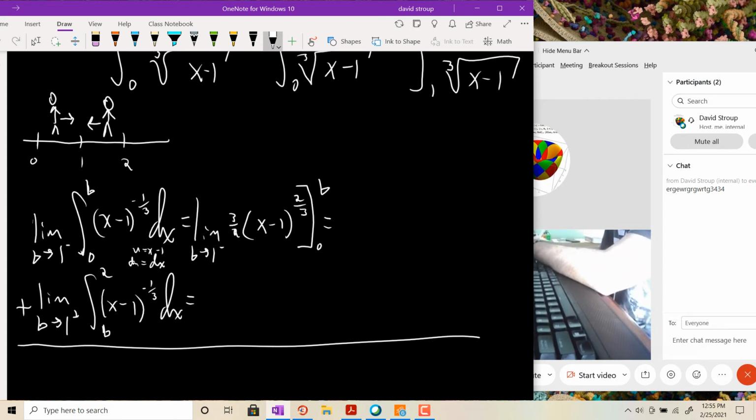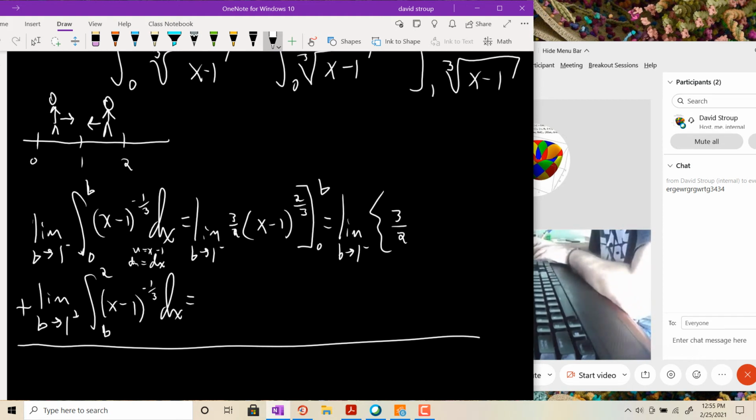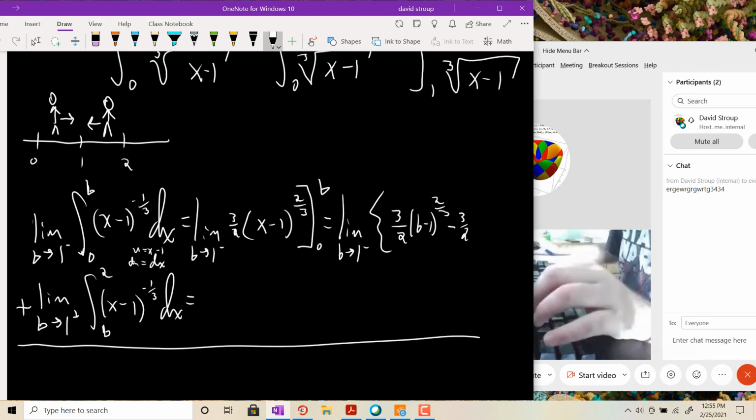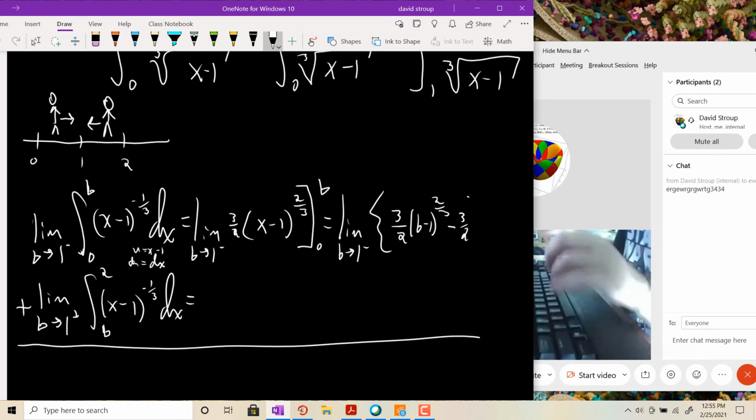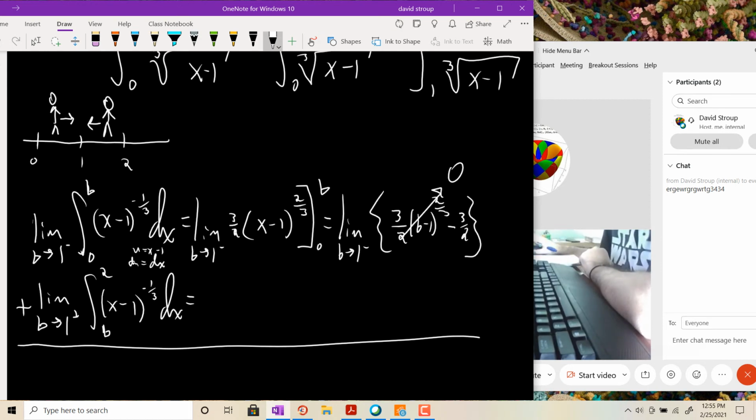Okay, so plugging in the limits into the antiderivative, we have 3/2 times b minus 1 to the 2/3, minus 3/2 times negative 1 to the 2/3. Negative 1 squared is 1, and then the cube root of 1 is 1, so you just get 3/2 on that part of it. And then if you plug in 1, you just get this thing being 0. And then you're left with apparently negative 3/2 for the first integral.